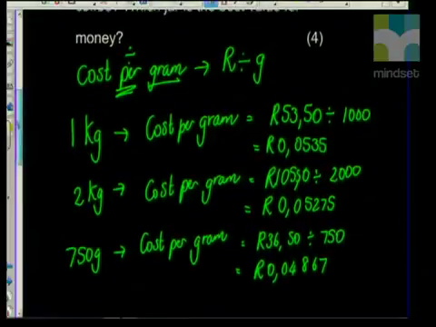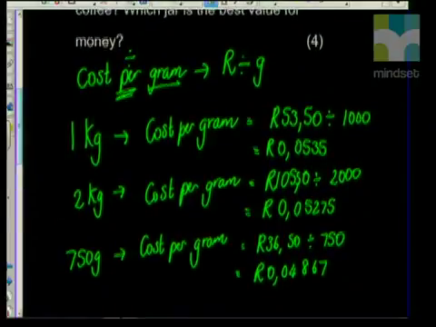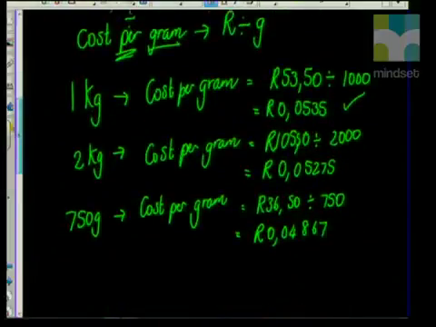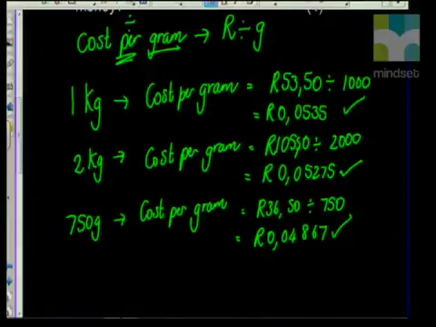Right, now is this the end of my answer? I've now calculated the cost per gram of each jar. So I've done this part, and that would probably give me my 3 marks out of the 4 marks.